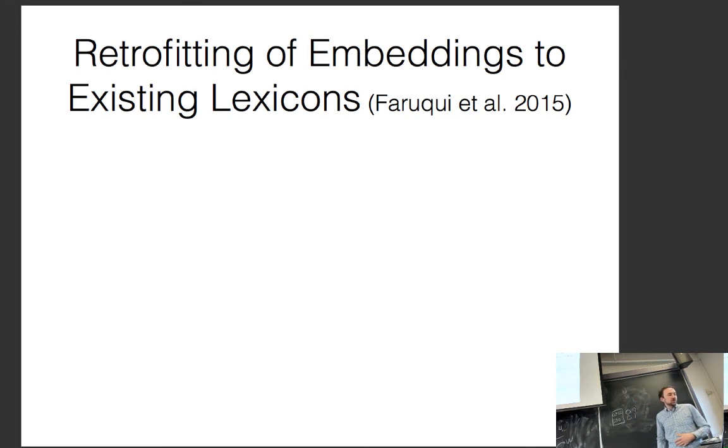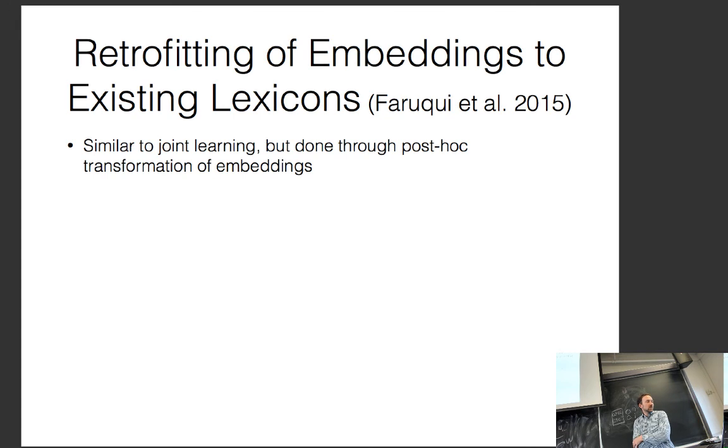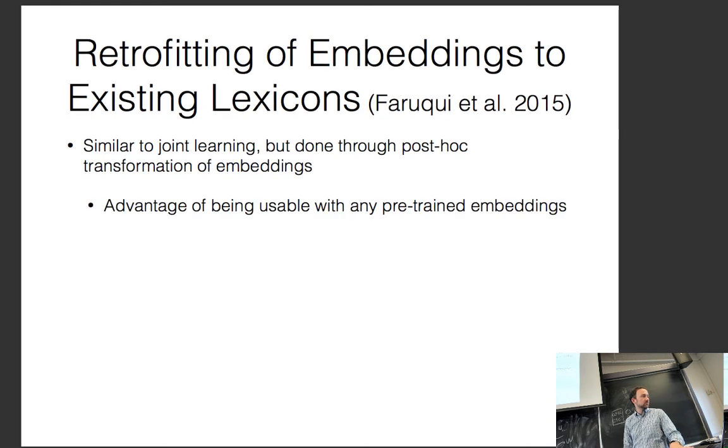So another thing that's also very useful is retrofitting of embeddings to existing lexicons, done by Manaal Faruqui, who graduated from here. So this is similar to the joint learning method, but it's done through post hoc transformation of embeddings. Probably joint training is better if all things are held equal. You do it during the training process instead of post hoc. But the reality is, when Google trains your word2vec embeddings on the Google News corpus of 1,500 billion words or whatever, you probably don't want to be doing that every time you change your lexicon, right?